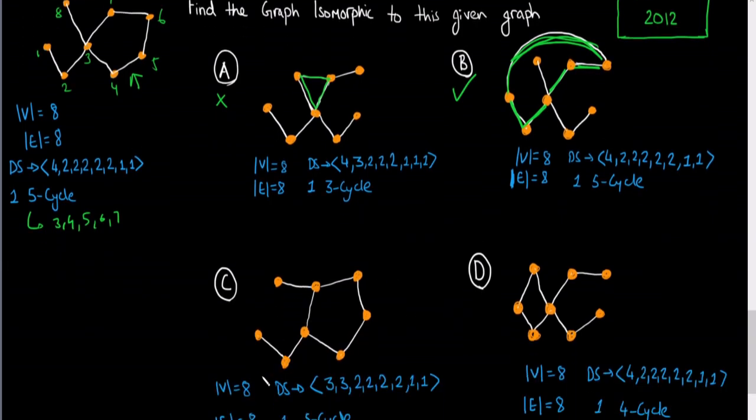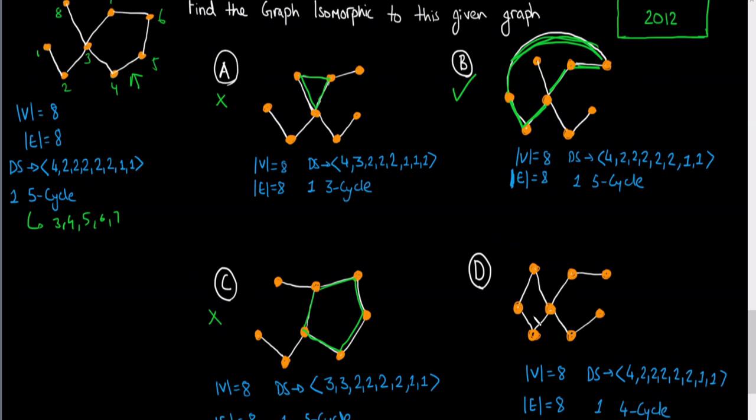So for our graph C, we've got mod V as 8, mod E as 8, you've got a degree sequence as this, and you see that there is one 5 cycle present. So this is your 5 cycle. Now what you see is that your mod V, mod E and the number of cycles of that particular length are the same, but your degree sequence is differing. So that means that option C is not isomorphic to our original graph.